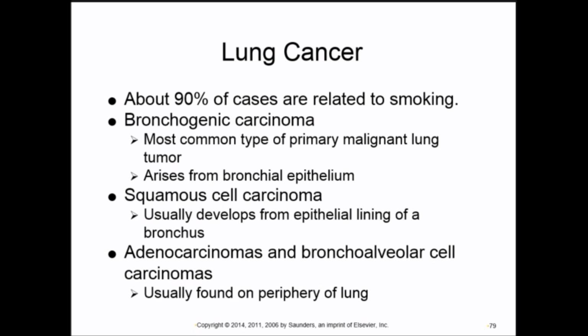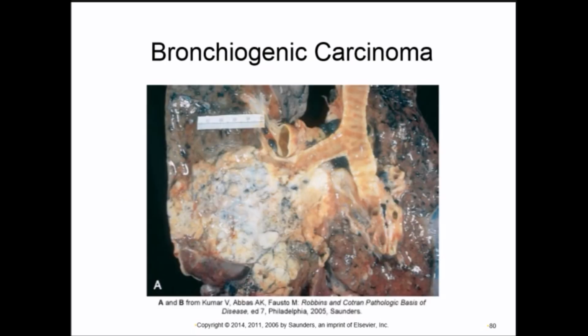Usually the bronchogenic carcinoma will be more in the center. So if we have an x-ray and see a tumor more central, it can be bronchogenic and it can be squamous because both of them are in the bronchi. If it is in the periphery, this can be the other types, adenocarcinoma versus bronchoalveolar carcinoma. And this is how bronchogenic carcinoma looks like.